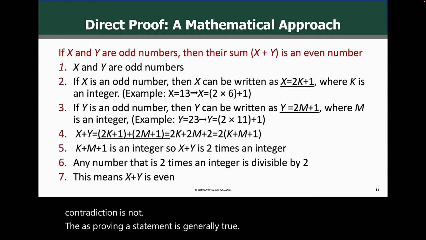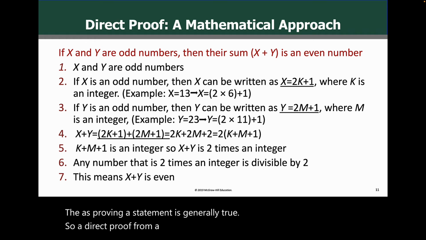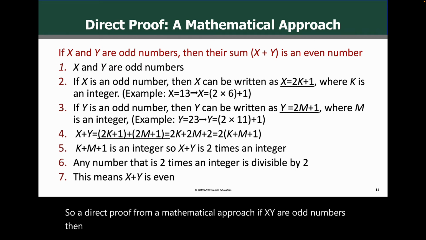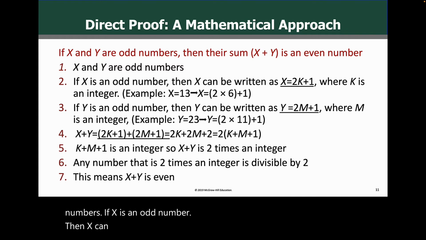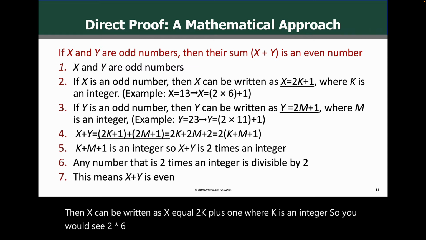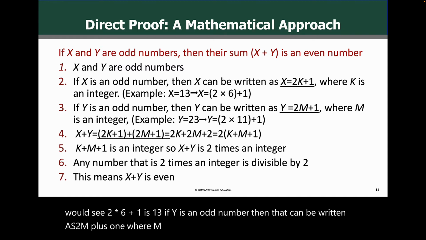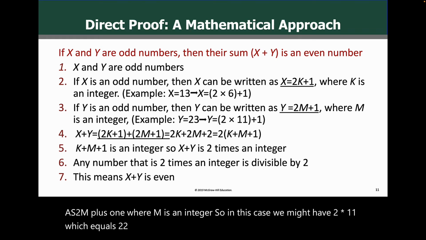So a direct proof from a mathematical approach: if x and y are odd numbers, then their sum is an even number. We would say x and y are odd numbers. If x is an odd number, then x can be written as 2k plus 1, where k is an integer. So you would see 2 times 6 plus 1 is 13. If y is an odd number, then that can be written as 2m plus 1, where m is an integer. So in this case, we might have 2 times 11, which equals 22, plus 1 gives us 23.